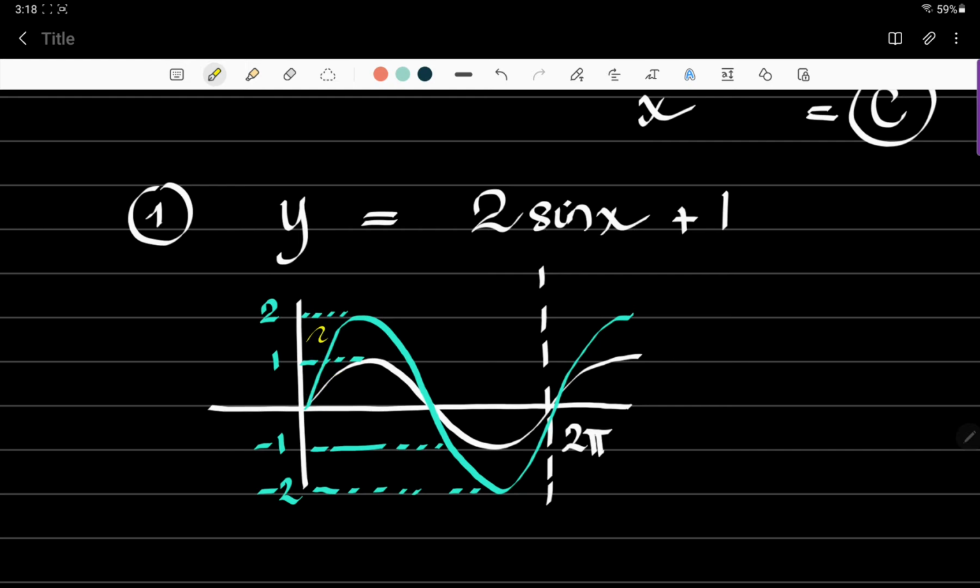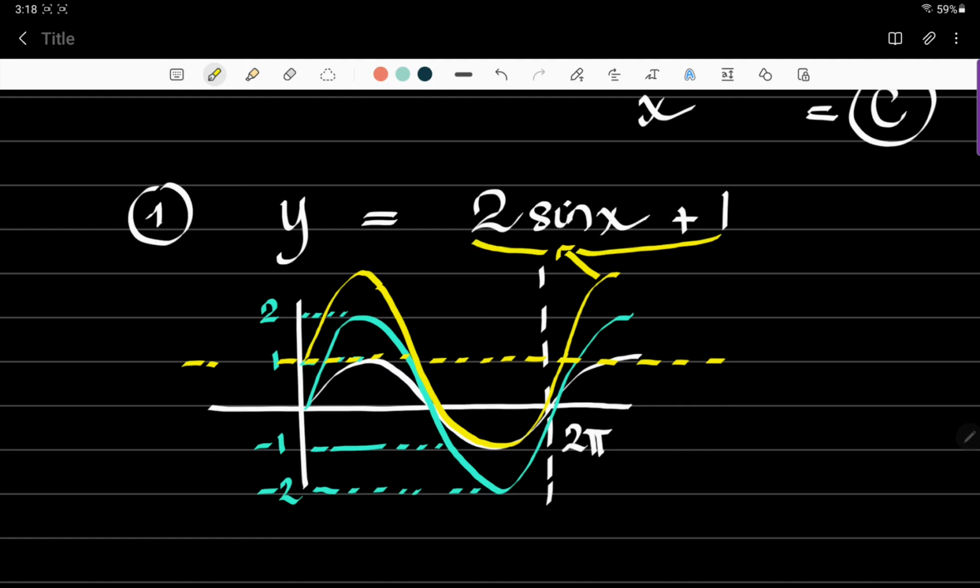Now instead of starting here, I'm starting here. I move up 1. See, my new symmetry line is this. I go up here, I move down here, go up there. See, that is my function. That's how you do it.